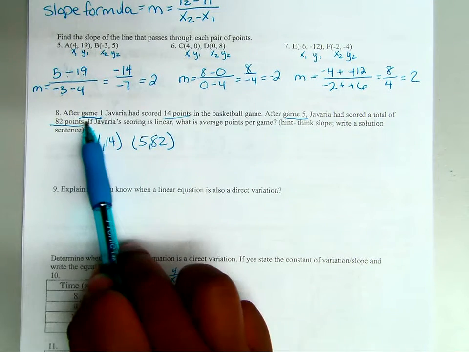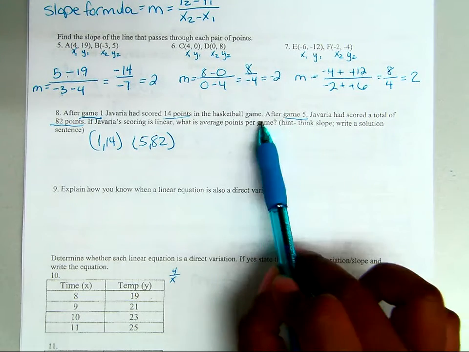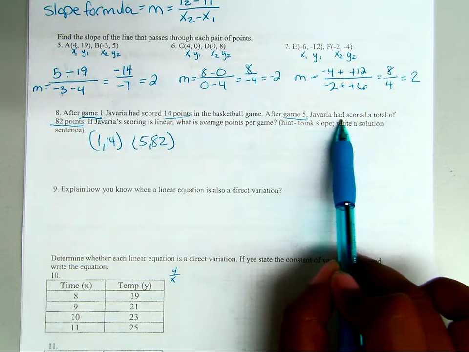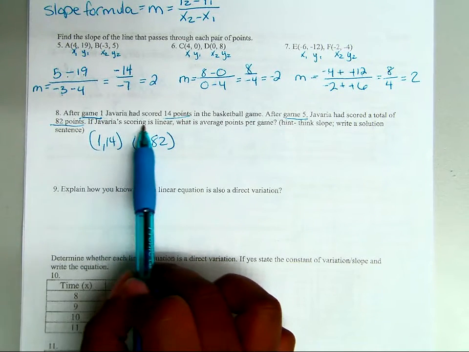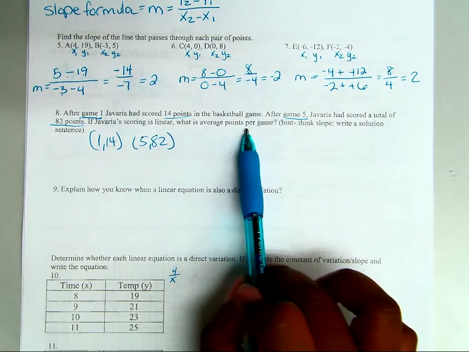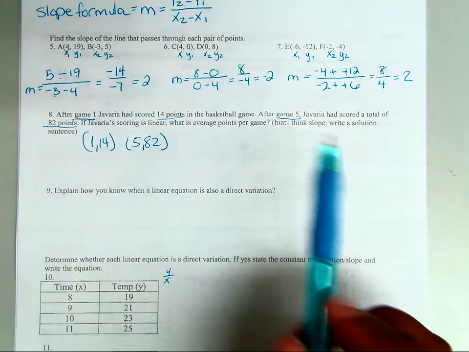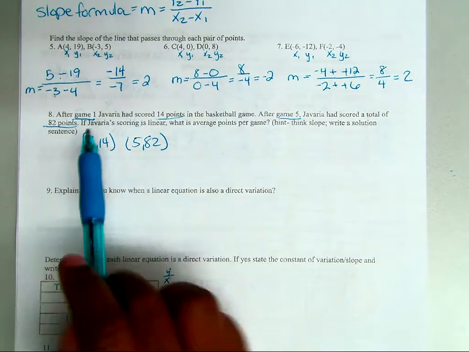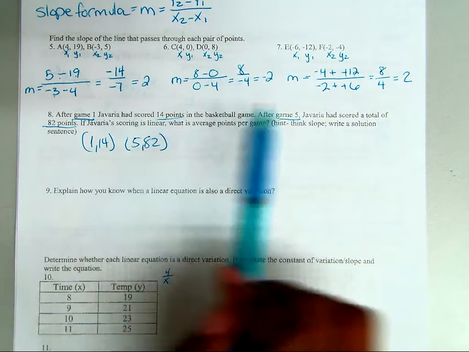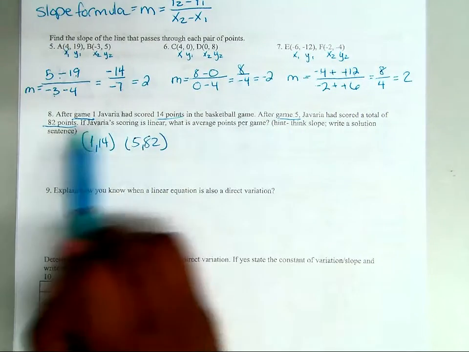After game 1, Javaria scored 14 points in the basketball game. After game 5, Javaria had scored a total of 82 points. If Javaria's score is linear, what is the average points per game? Hint, think slow. Write a solution sentence. Okay, so I have to have a sentence. So game 1, 14 points. Game 5, 82 points. Okay, I picked those out.